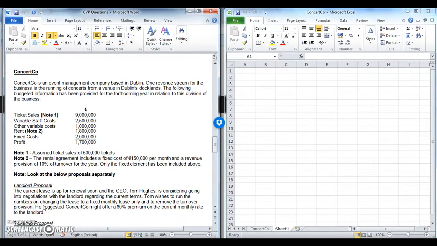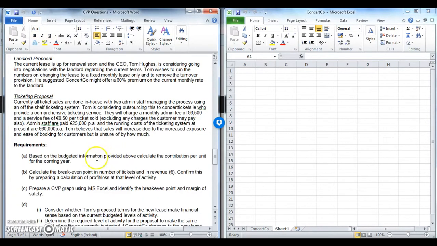This screencast is looking at ConcertCo, so another CVP question. Again, if you haven't looked at the question already, I suggest you pause the screencast, go back, and read fully through the requirements first to figure out what you're being asked, and then read right through the question as well. I'm assuming you've done that, so we'll move on to the first part of the question.